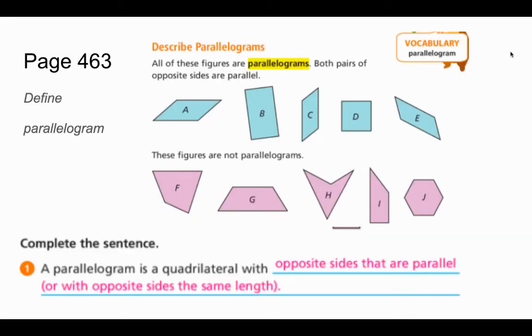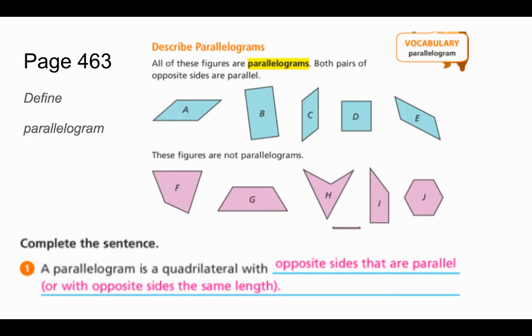All right, we're going to keep going and we're going to jump into lesson 6 right now. And we are going to describe parallelograms. So let's define a parallelogram. All of these figures in the bluish, turquoise-ish color there are parallelograms. Both pairs of the opposite sides are parallel. But the purple figures are not parallelograms.